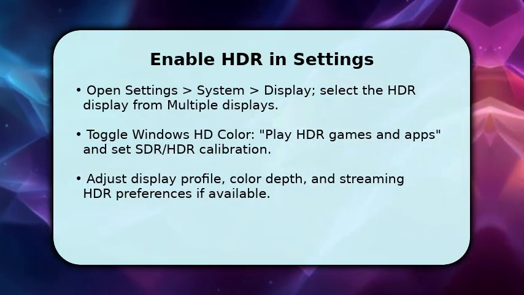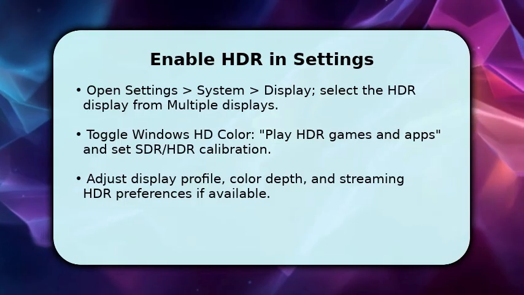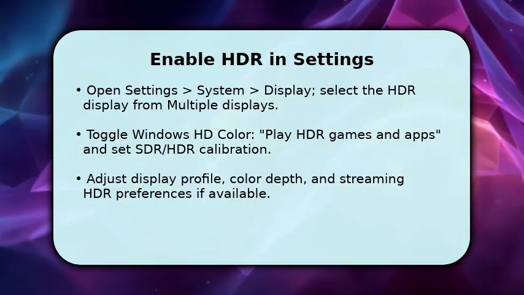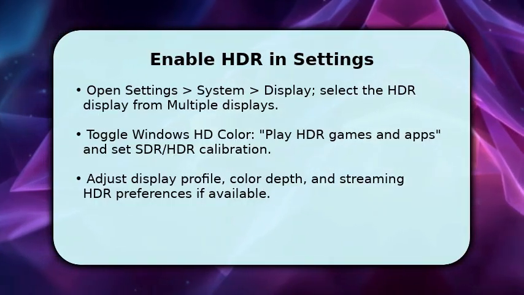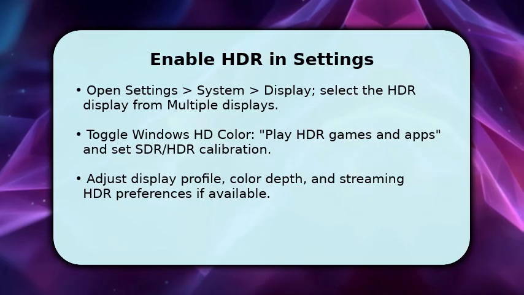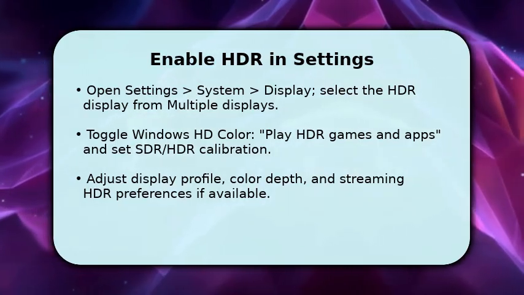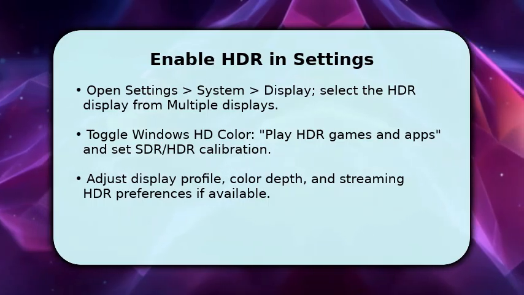You'll see Windows HD color settings. Use the built-in SDR/HDR slider to balance brightness and clipping. If available, change color depth to 10-bit and pick the correct color profile for your panel. Make sure HDR streaming features are set for apps you use. Some apps need separate HDR permissions.